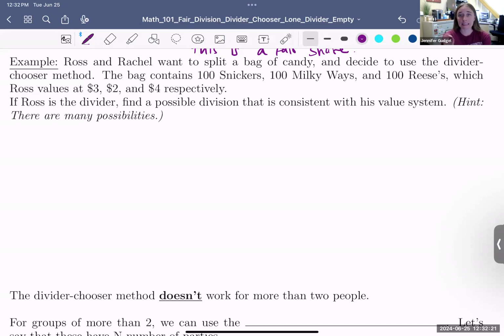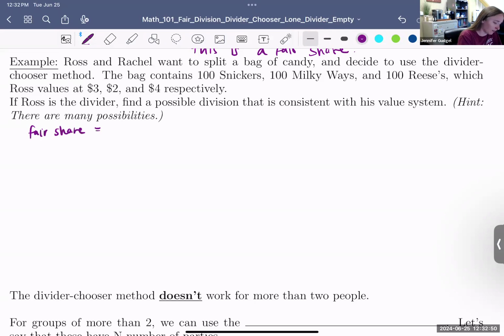Remember that as the divider, you are trying to make two halves that are equal, two halves that are exactly a fair share. As the chooser, you can choose one that's more than a fair share for you because you're the chooser in the situation. But as the divider, you are hitting exactly the halfway point. That needs to be the half you create. So let's actually start by talking about what a fair share is.